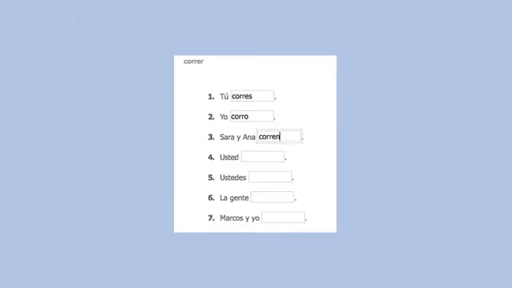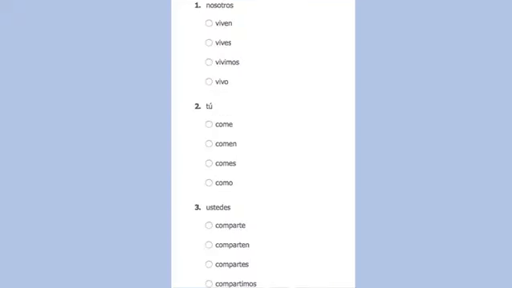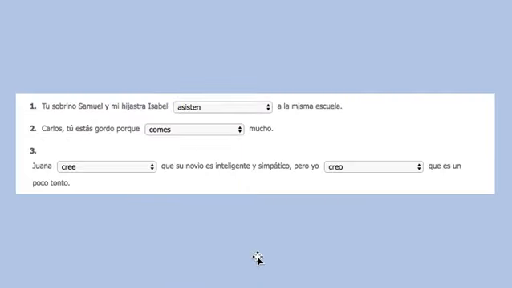This is just el verbo correr in the simple conjugation of it. So tú corres, yo corro. Sara y Ana, or ellas, corren, ¿no? También hay otra actividad muy simple. Nosotros vivimos, tú comes, ustedes comparten. Y también el último, tu sobrino Samuel y mi hijastra Isabel, your nephew Samuel and my stepdaughter Isabel, ellos asisten a la misma escuela.